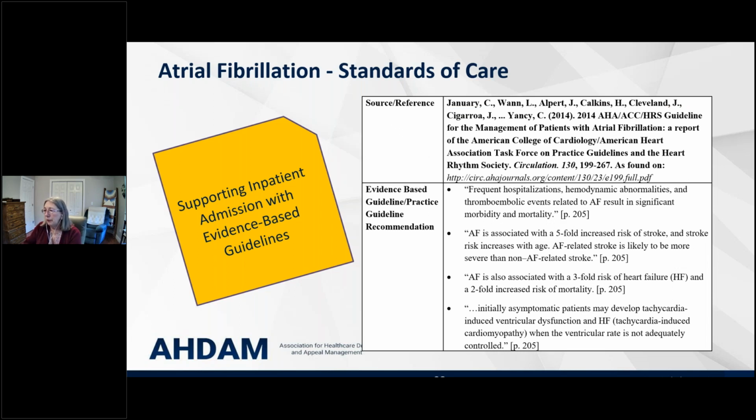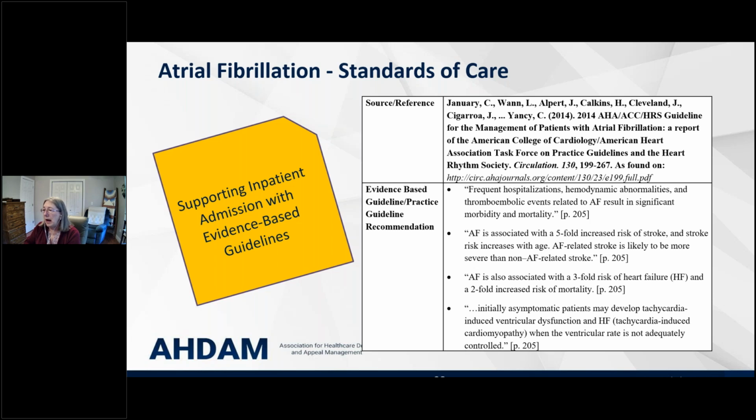Okay, so here's one for atrial fib. This comes from the American College of Cardiology, American Heart Association Task Force on Practice Guidelines, and the Heart Rhythm Society. This one doesn't come right out and say this is when a patient needs to be admitted to the hospital, but it talks about some risk factors and things that a physician may consider when he's making that determination to treat a patient as an inpatient.